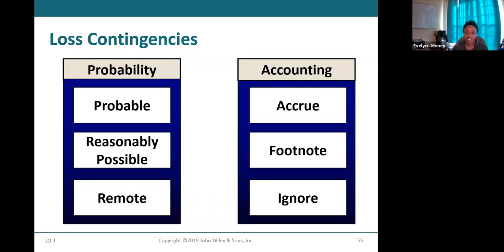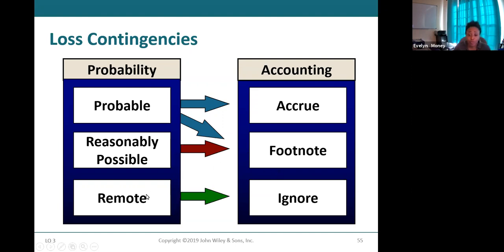But the deal is that with loss contingencies, if they're probable and we can estimate them, then we have to record an estimated liability and a loss. In some situations, it's probable that we're going to lose this money, but we may not be able to estimate it. We need to disclose that in the notes to the financial statements. If it's reasonably possible that we're going to lose, whether we can estimate it or not, it gets disclosed in the notes to the financial statements. And if it's remote, you do nothing at all.